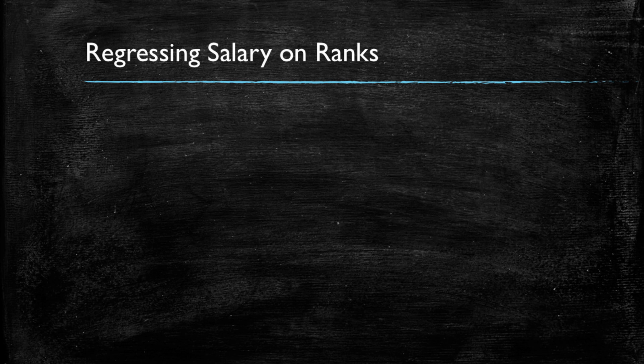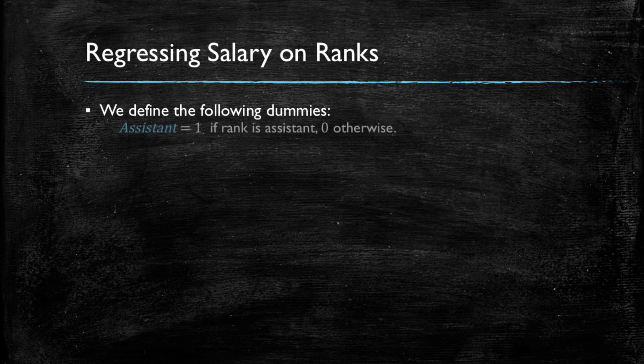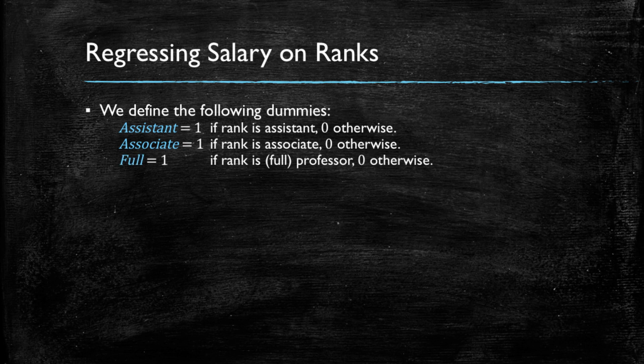So how should our model look? Let's start by constructing the dummies, and remember we need to leave one of the categories out. It is very standard to leave the least important or the lowest value category out. So in this case, we're going to leave out the instructor category and construct dummy variables for the other 3 categories. Namely, we're going to create a dummy variable called assistant, which is going to be equal to 1 if the rank is assistant and 0 otherwise. We're going to have another dummy variable for associate, which is equal to 1 if the rank is associate and 0 otherwise. And finally, we create the dummy variable for full professor, which works in the same fashion.